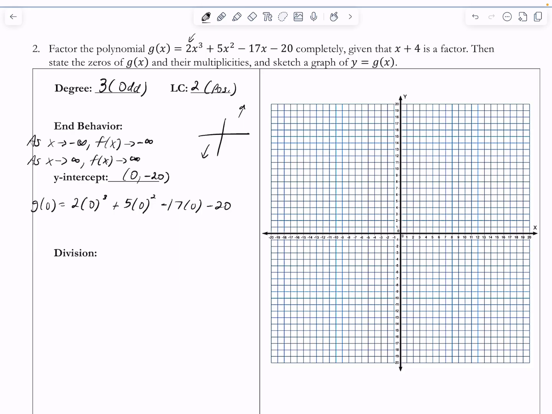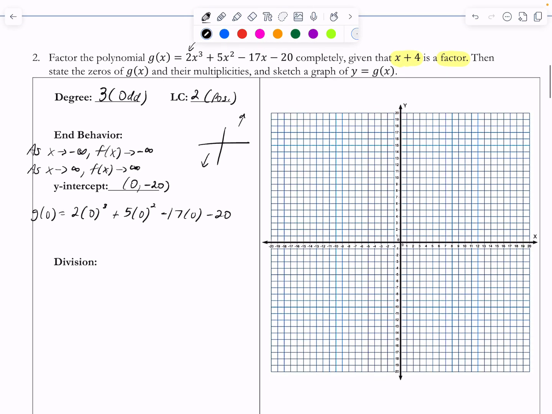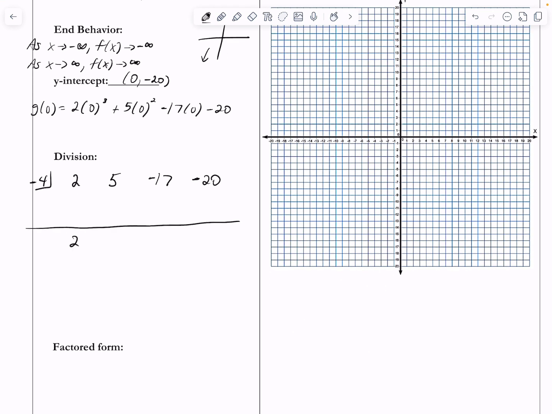Now, in terms of getting to fully factored, this time they've told us that x plus 4 is our factor. So using that same way that we did in number 1, I'm going to use division with the opposite of that. So -4 goes into that box in the corner. Using my coefficients 2, 5, -17, and -20, I'll be able to fully factor this. So bring down the 2 times -4 is -8. Add those together, you get -3. -3 times -4 is a +12. Add, you get -5, that's a +20. And again, you shouldn't be surprised that we get 0 there.